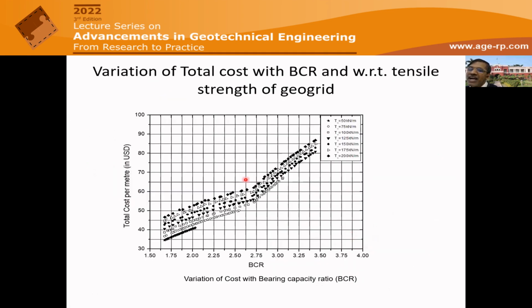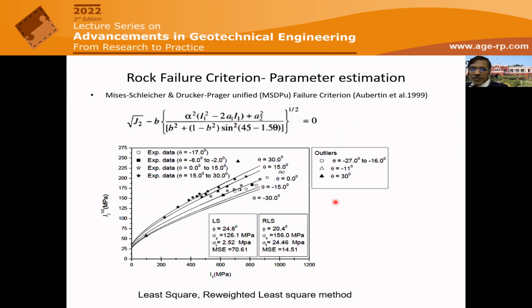And again, as I was saying, geogrid strength is very important, so you have to consider different strengths for all this theoretical work. There is an optimum value beyond which, if you want to increase the BCR value, the cost increases sharply. So here I have tried to give one more example.